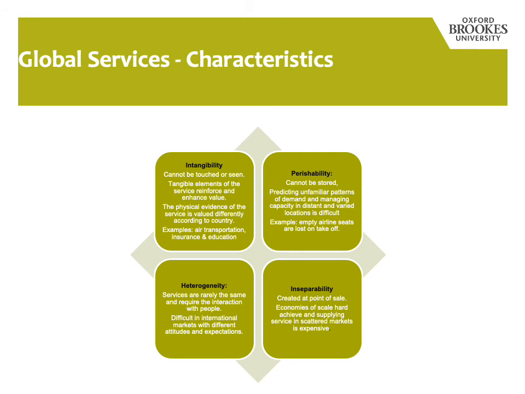Global services characteristics. Intangibility: cannot be touched or seen. Tangible elements of the service reinforce and enhance value. The physical evidence of the service is valued differently according to country. Examples: air transportation, insurance, and education. Perishability: cannot be stored. Predicting unfamiliar patterns of demand and managing capacity in distant and varied locations is difficult. Example: empty airline seats are lost on takeoff.